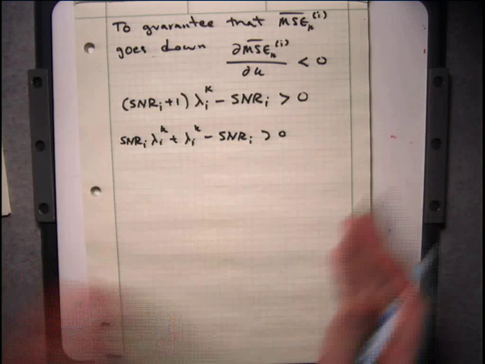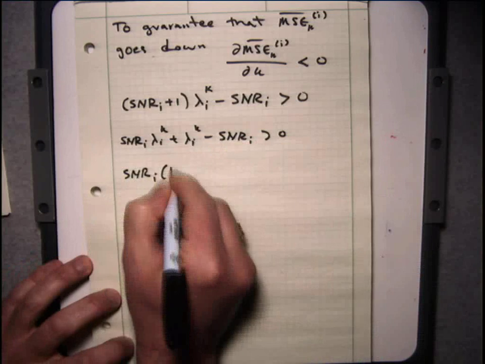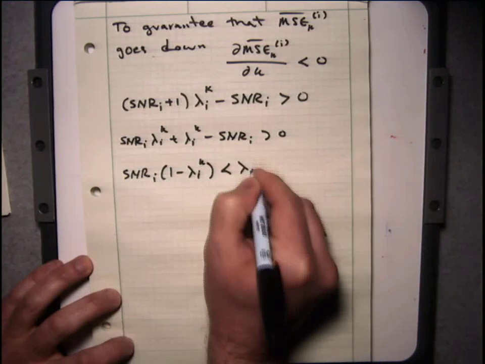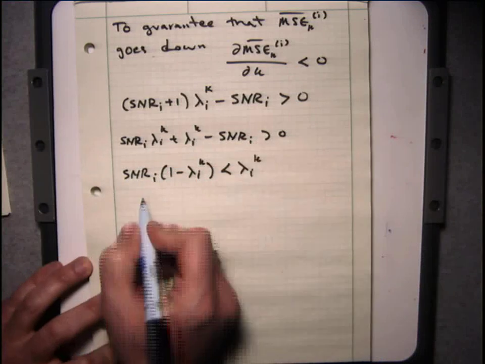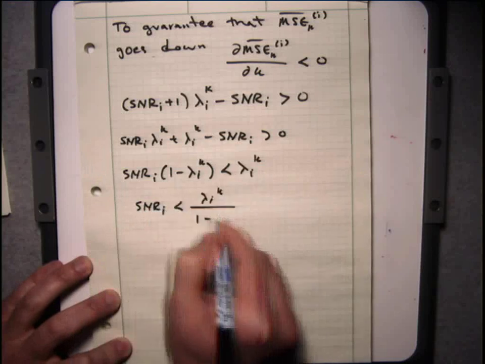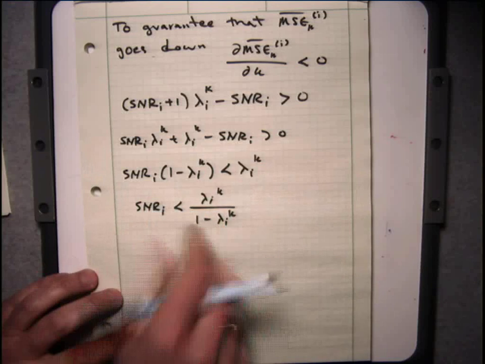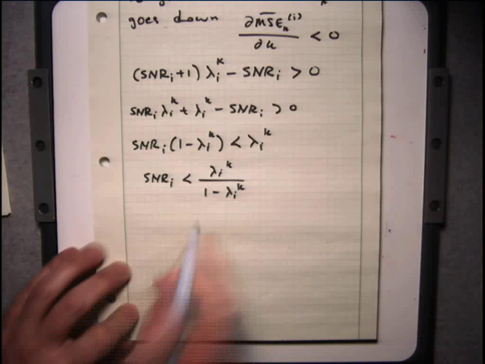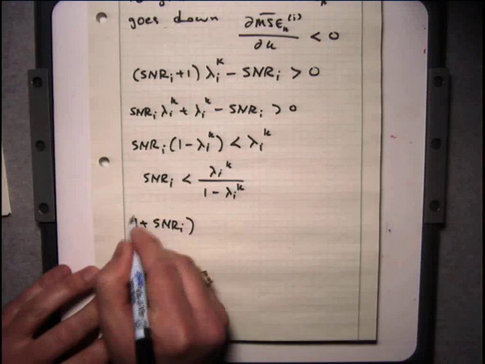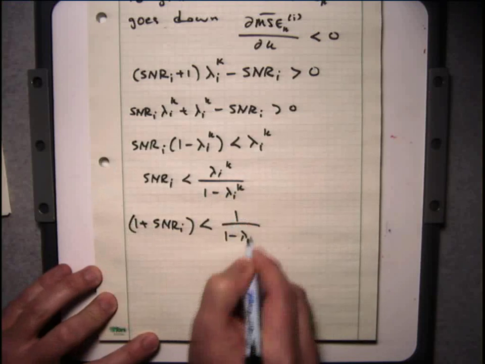Then you just rearrange the terms here, and what you get is SNR_i times 1 minus lambda_i to the k less than lambda_i to the k, and SNR_i is less than lambda_i to the k over 1 minus lambda_i to the k. And then just a little algebra trick, just add 1 to both sides of this. Get 1 plus SNR_i is less than, if you just add 1 to this, what this turns into is 1 over 1 minus lambda_i to the k.